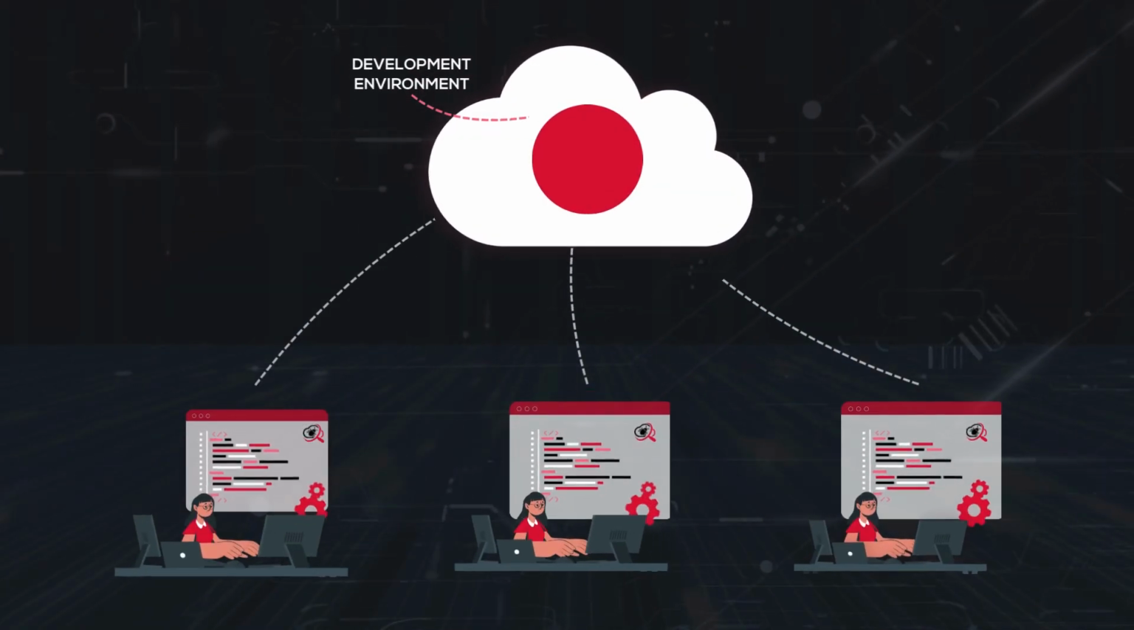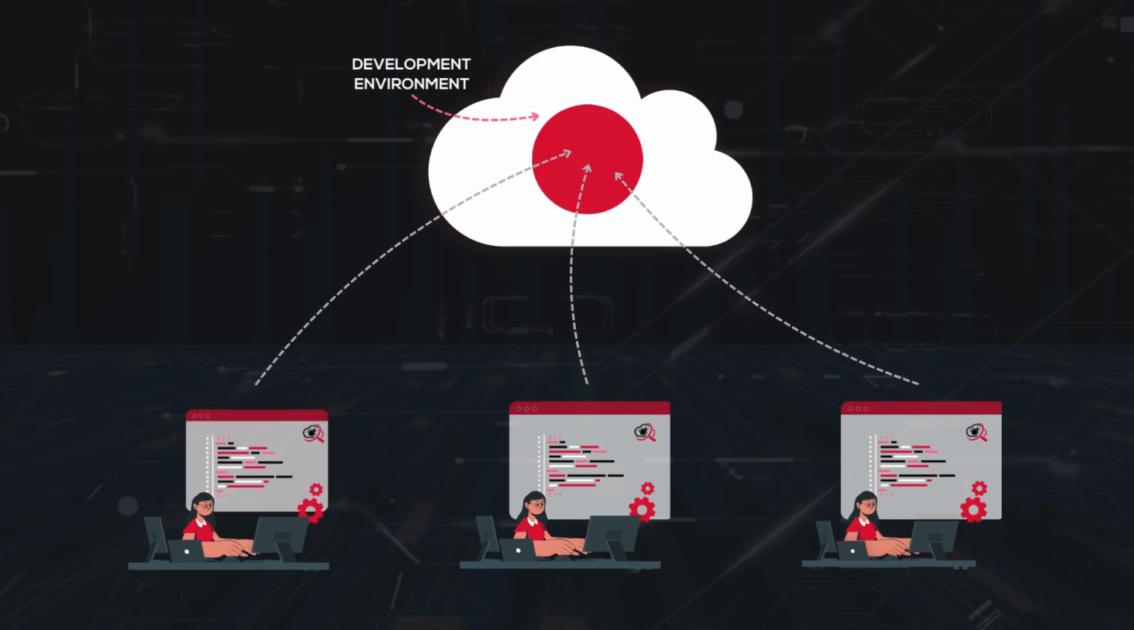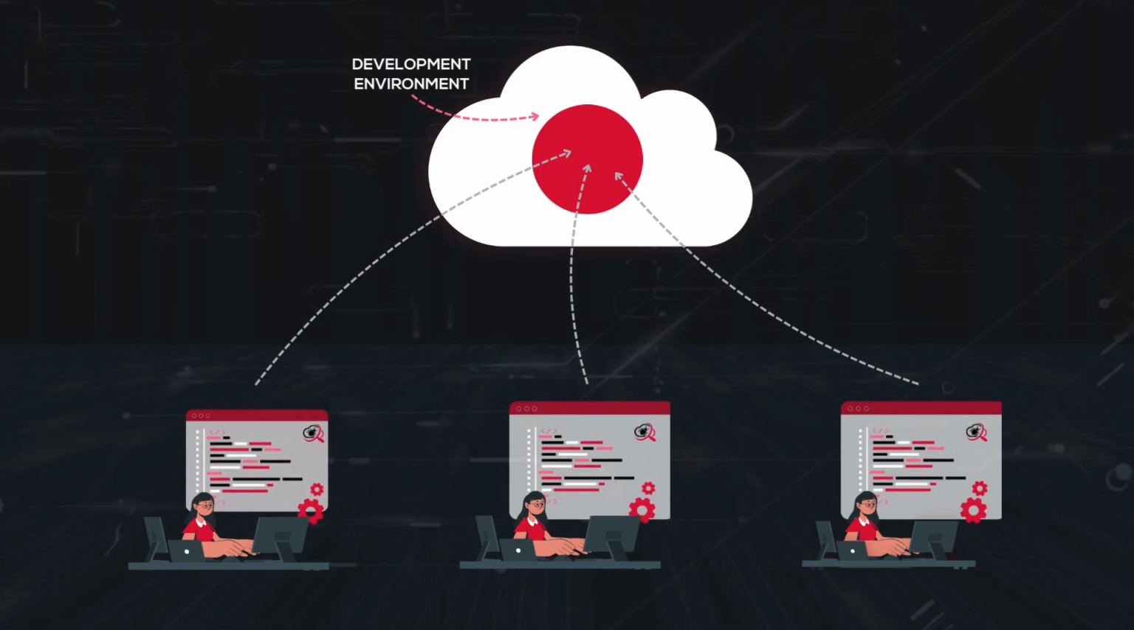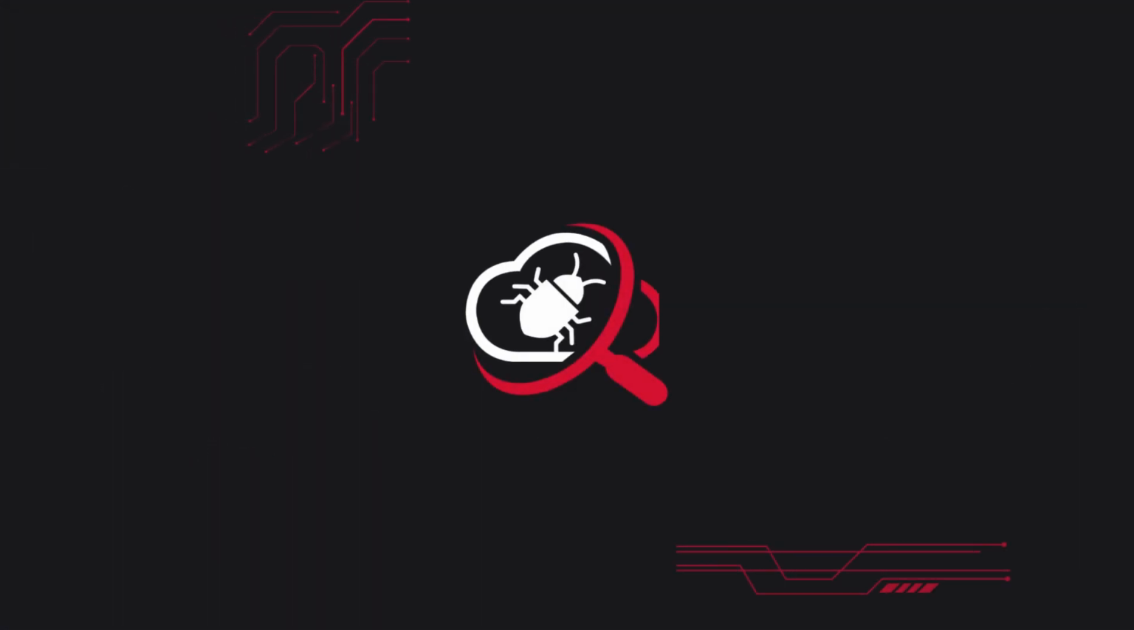With Lambda Live Debugger, multiple developers can debug the same environment using observability mode, all without disrupting serverless performance. Debug faster, debug smarter.